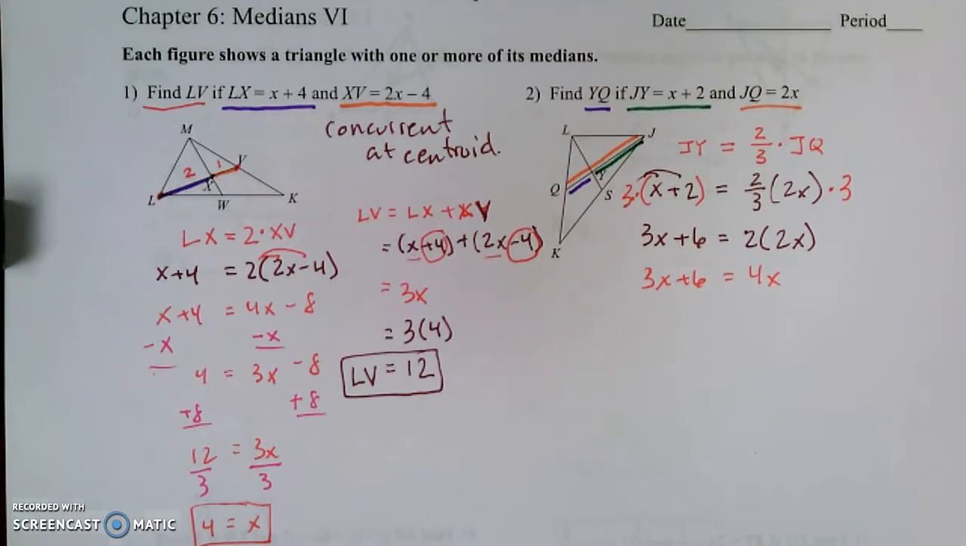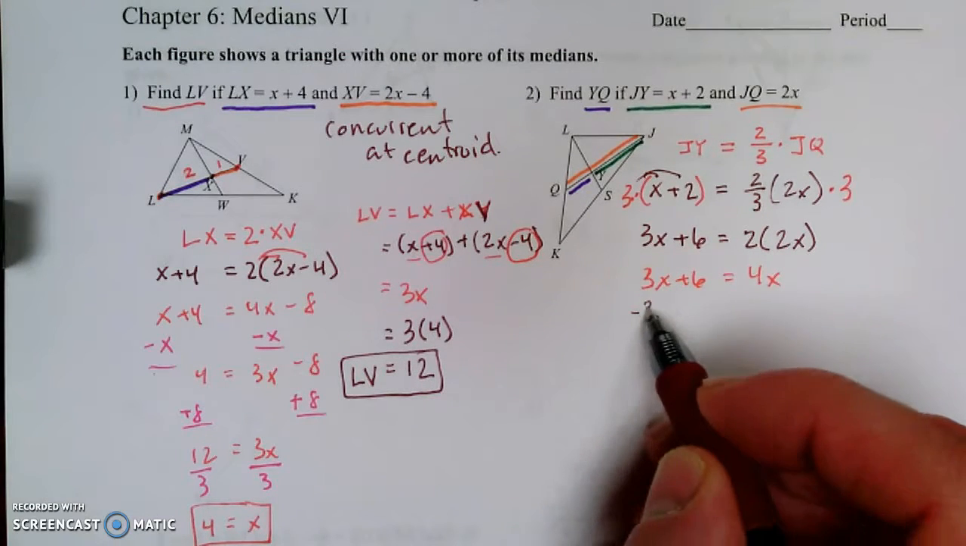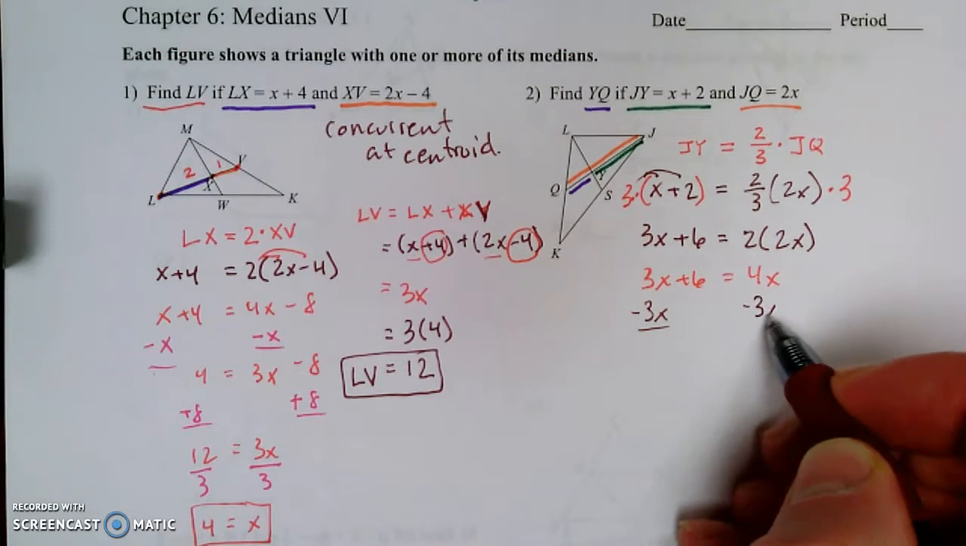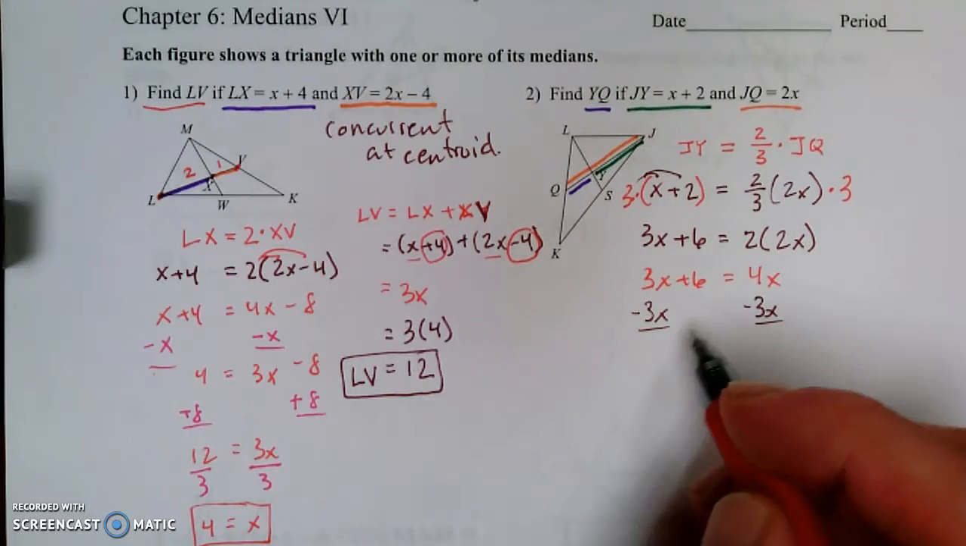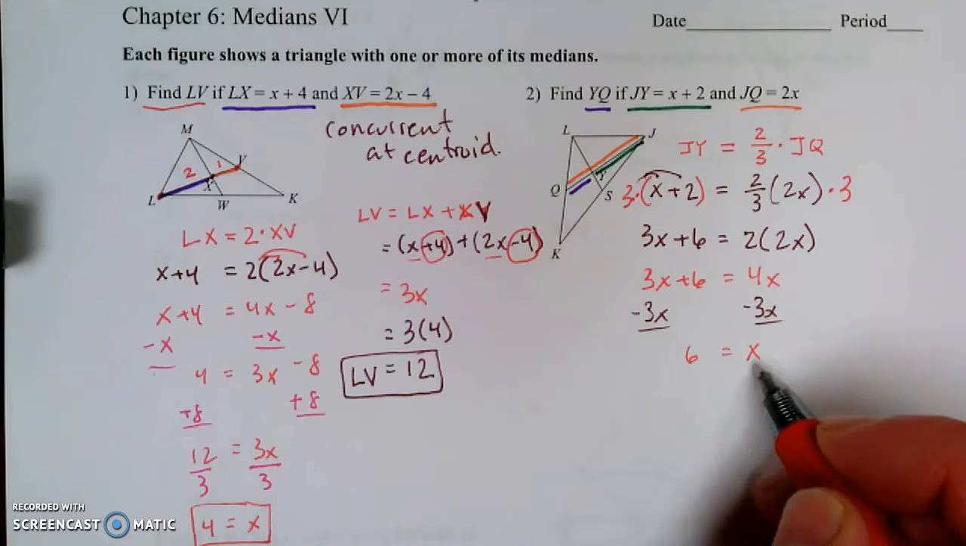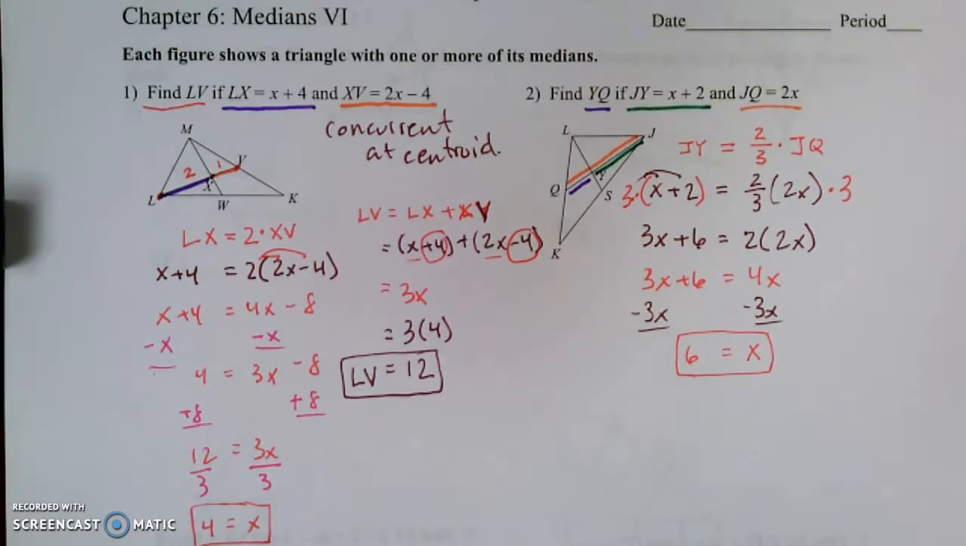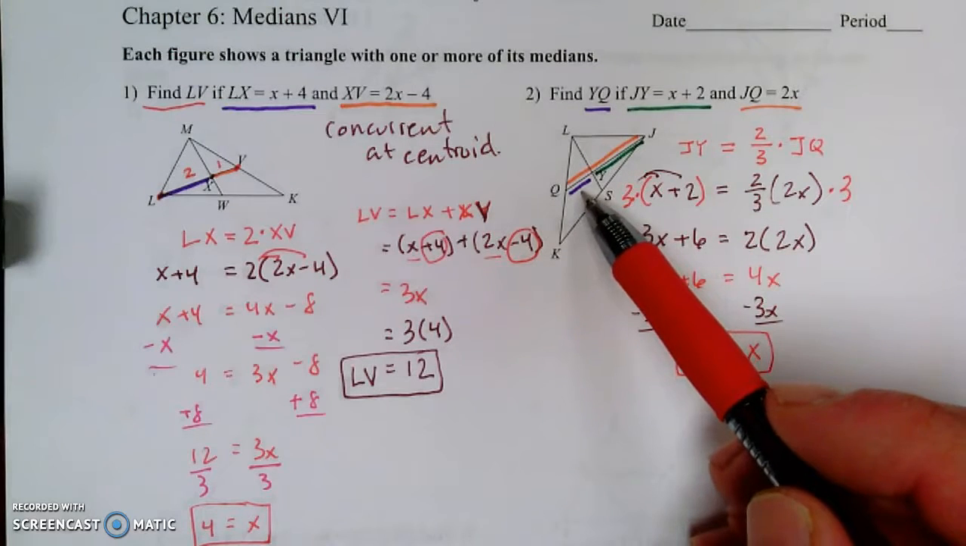And then, I only want variable terms on one side, so let's get rid of this 3x here. Of course, we have to take away 3x from both sides. That's going to leave us a 6 over here. 4 minus 3 is just 1x, and we'll leave the 1 off. So it's 6 equals x. So now we solve for x. How are we going to go back and find YQ?